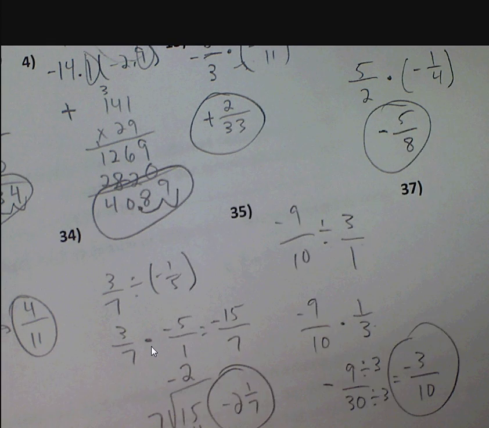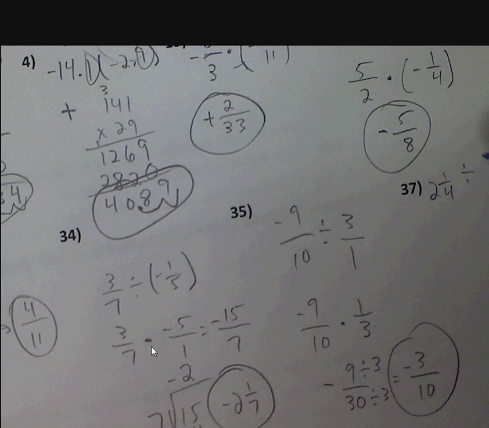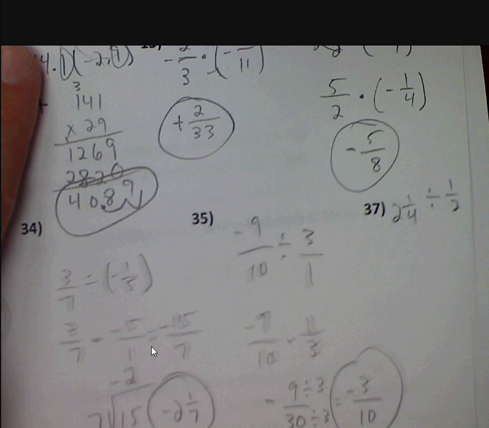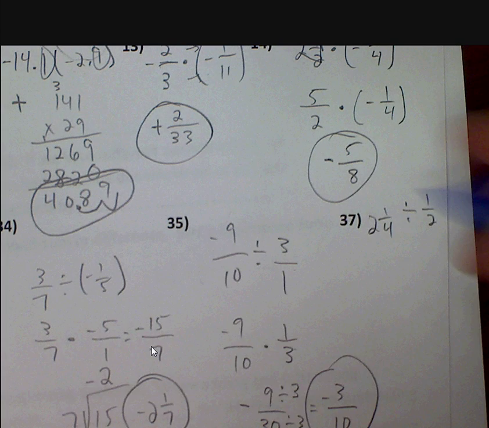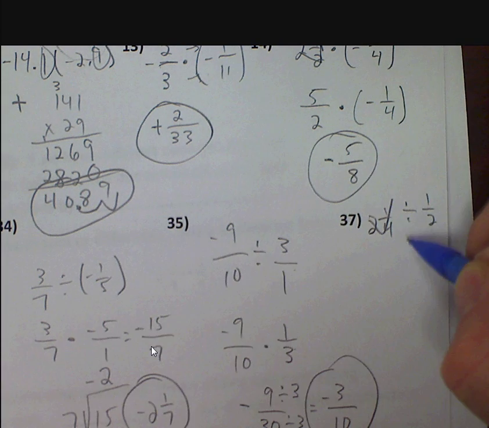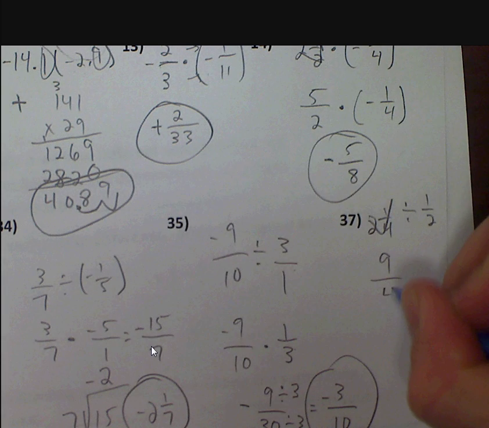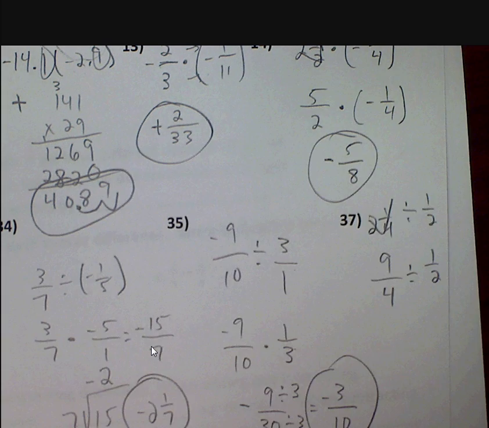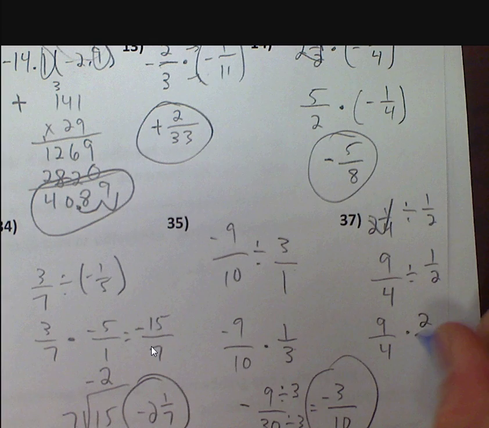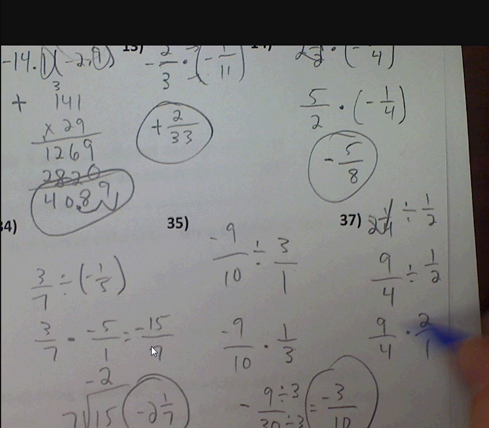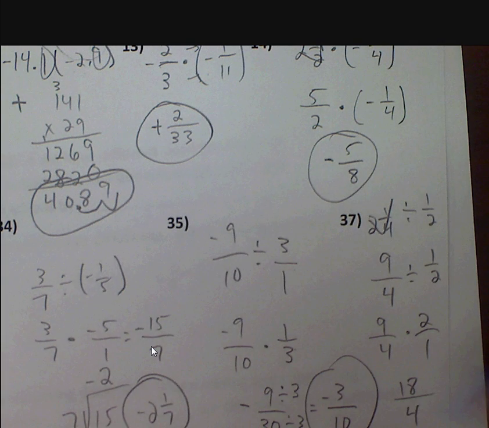Number 37 is 2 1/4 divided by 1/2. I need to go ahead and pause the video and try. Check mark first. 2 times 4 is 8, plus 1 is 9. Divide by 1/2. I need to multiply by the reciprocal. 9 over 4 times 2 over 1. 9 times 2 is 18. 4 times 1 is 4.